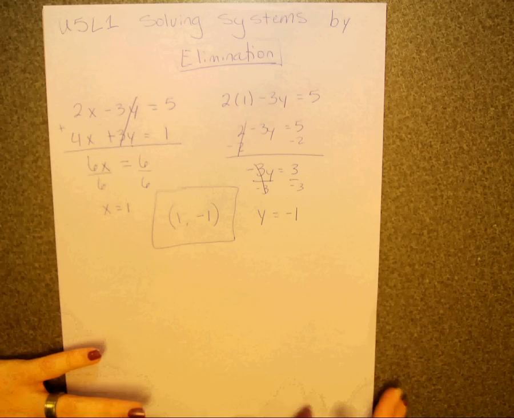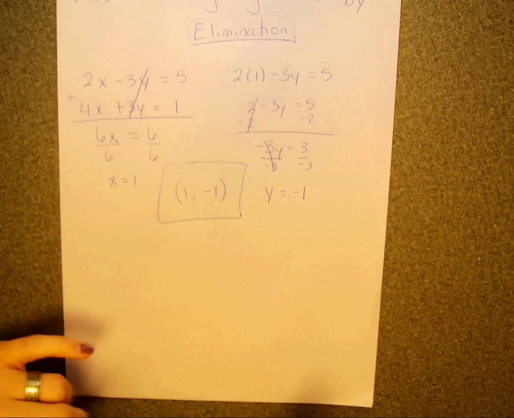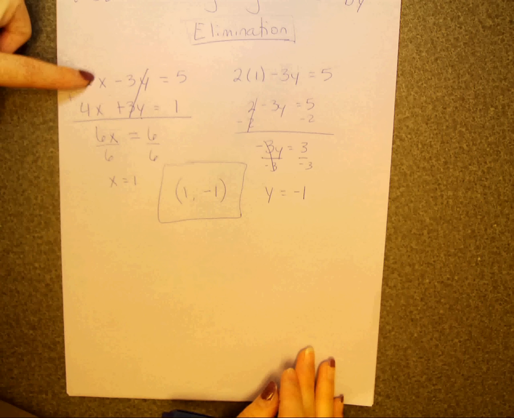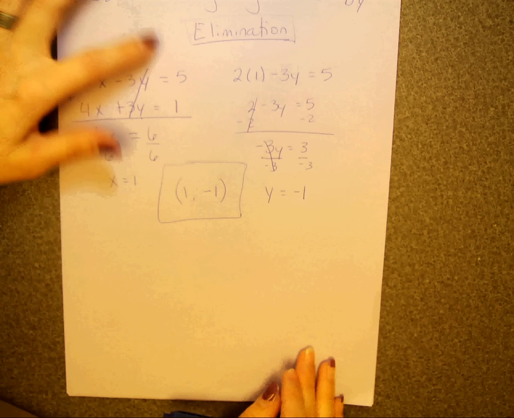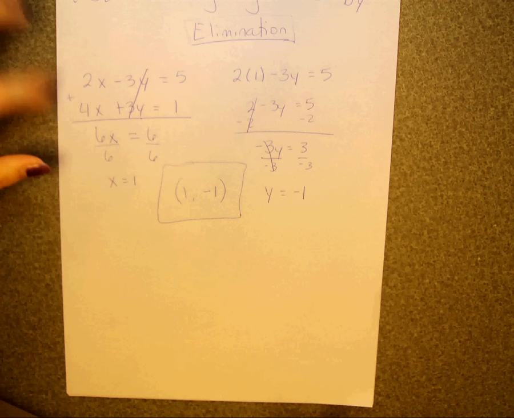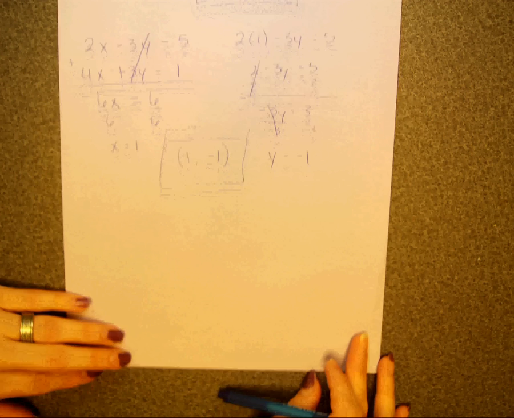Okay? Now, very important, these are lined up in a certain way. As long as your x's are over your x's, y's over the y's, equal sign over the equal sign, and the number over the number, then you're fine. They don't technically have to be in this order. So let's look at another example. This one was set up for elimination.